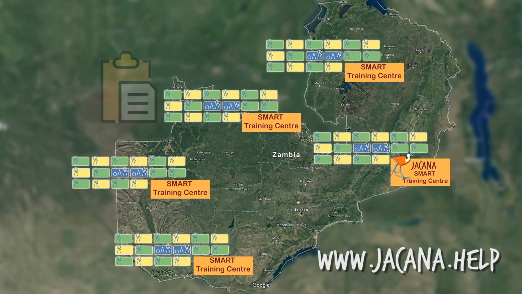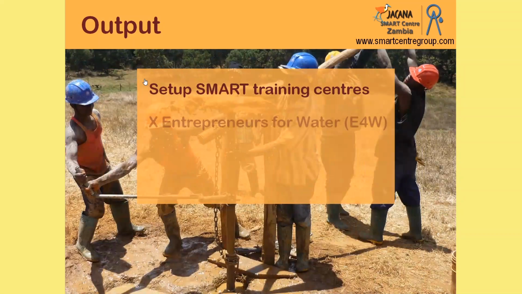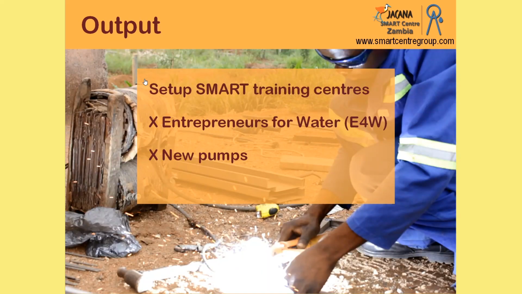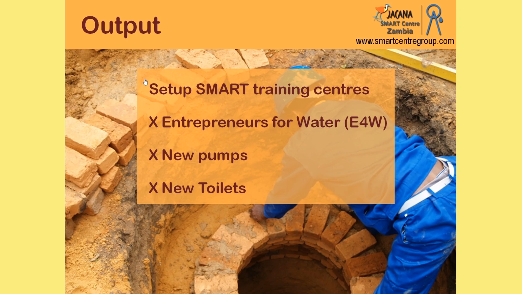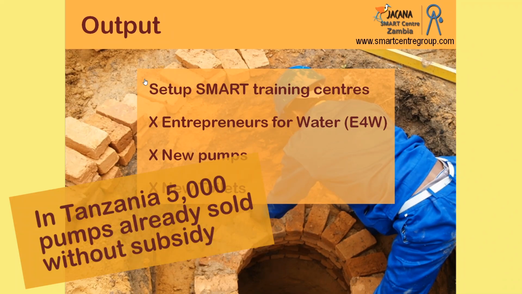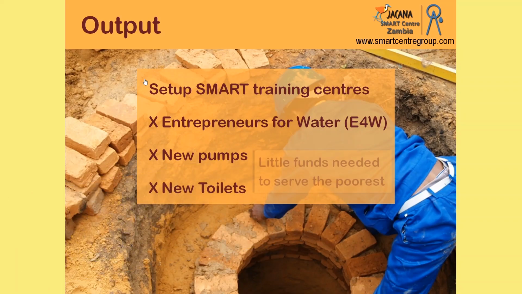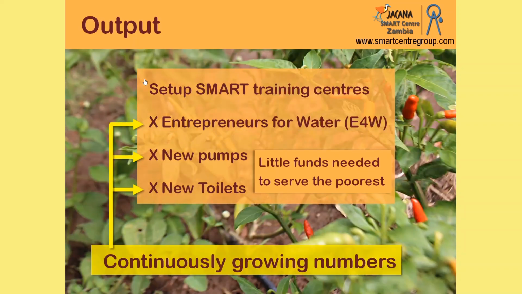The output of such a program: we train entrepreneurs for water, who produce water products. They make pumps, they make toilets. Most of the people will be able to buy these pumps and these toilets by themselves, as we've seen in Tanzania, where 5,000 pumps are locally bought without any subsidy. But to reach the poorest, we still might need some funds. The nice thing about this profit-based program is that these numbers continue growing.